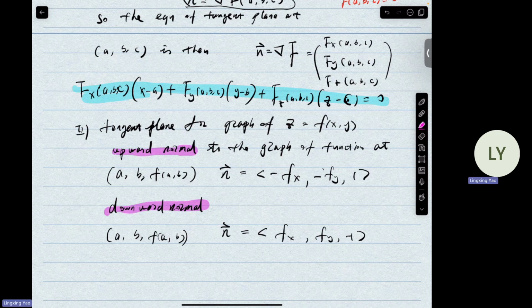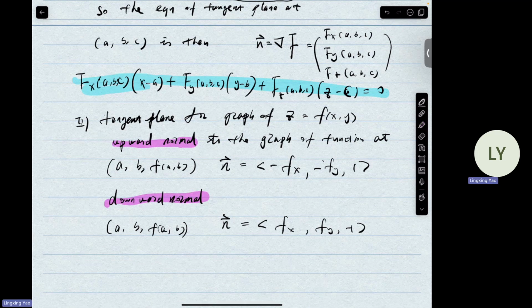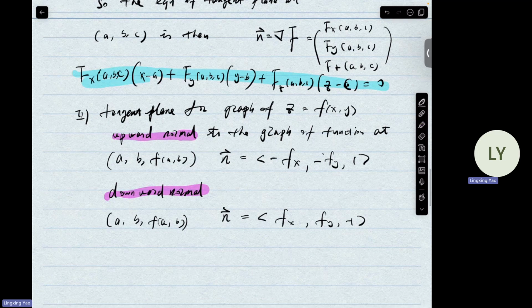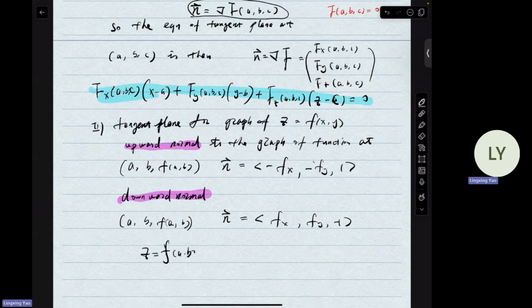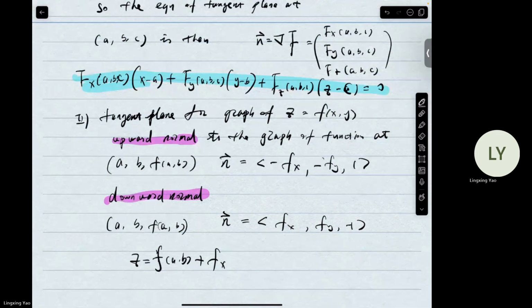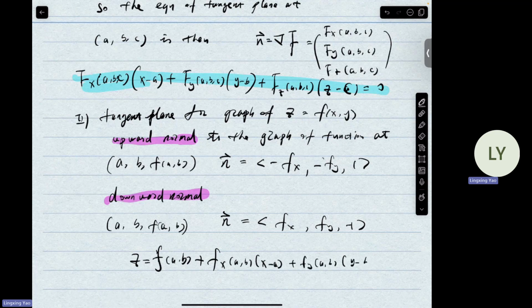All right. So with this normal vector, we can have the equation of the tangent plane now, which is z equals f of a, b plus partial f partial x at a, b times x minus a plus partial f partial y at a, b times y minus b. Okay, so this is also very, very important. Let's just pause for a moment.